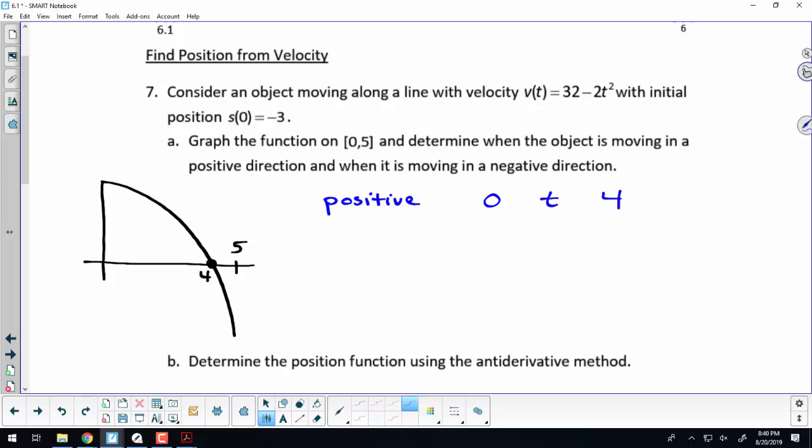T is in there. Are we including this 0 here and where the velocity is positive? Yes. Are we including the 4? No. All right. Because it's 0 at 4, not positive at 4. And negative when t is in between 4 and 5. Again, not including 4, we will include 5.